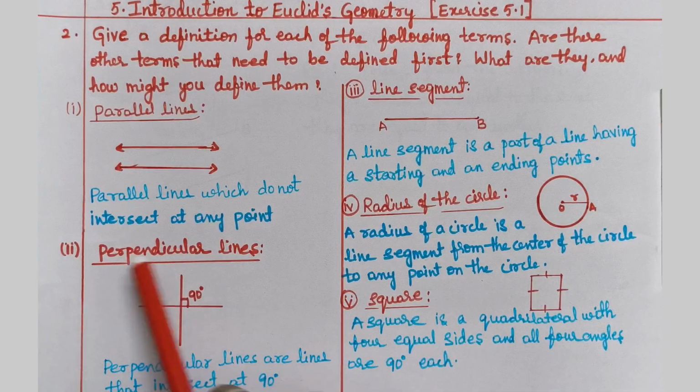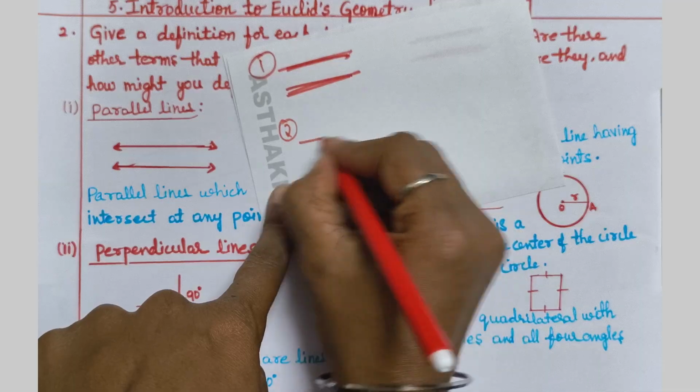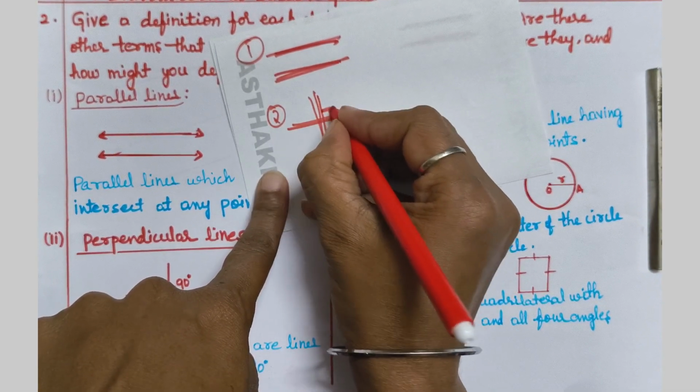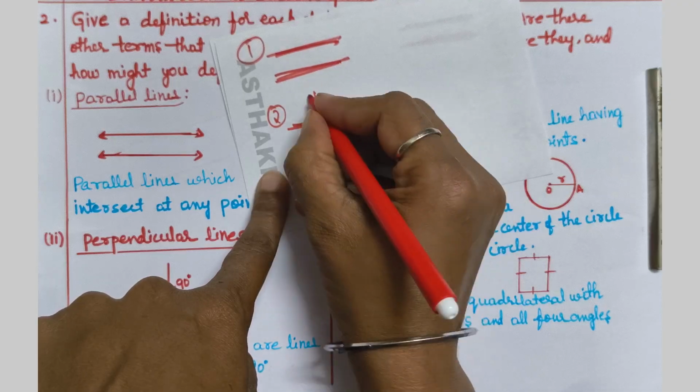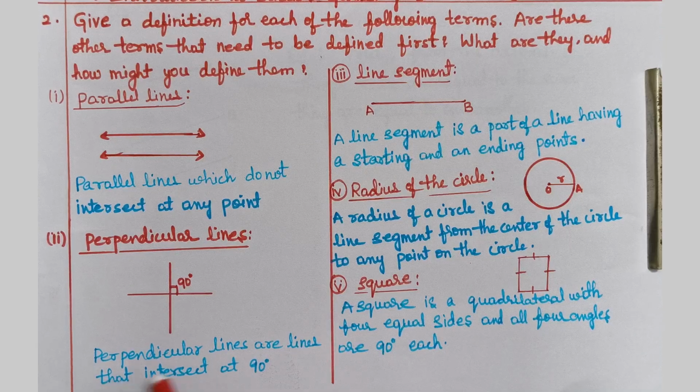Next, perpendicular lines. Perpendicular lines means two lines meeting at 90 degrees. Here all sides are 90 degrees. These lines are called perpendicular lines. You write the definition: perpendicular lines are lines that intersect at 90 degrees.